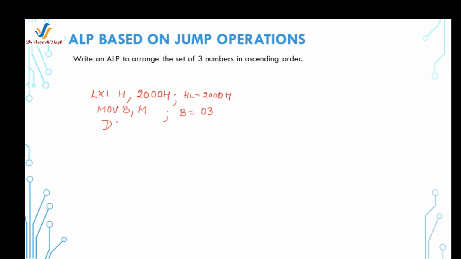And then I will decrease the register B content, because we have to perform only 2 comparisons. Okay, so this register B will be our counter.